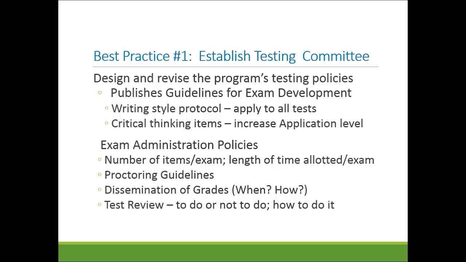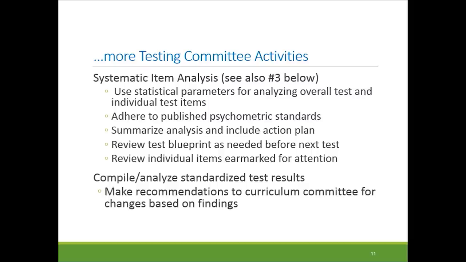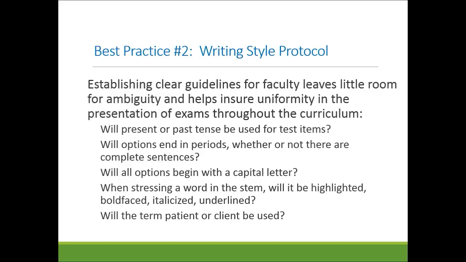And then lastly, the ever-controversial test review. Faculties need to grapple with the issue. Do they let students actually see the real test content that they took in a proctored exam in particular after the fact, or do they simply allow them to see some of the teacher-prepared rationales or explanations of correct and incorrect answers? These kinds of questions should be addressed by the testing committee. The testing committee should also use a systematic item analysis that has psychometric underpinning to it for their review process that happens across all tests.